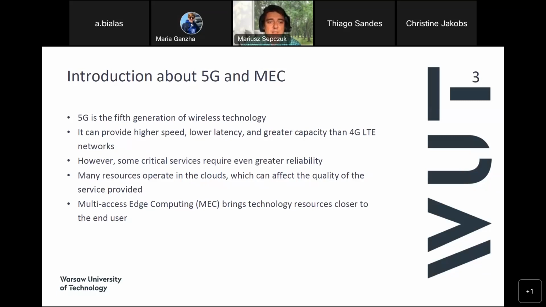MEC is generally an abbreviation of multi-access edge computing, and it brings technology resources closer to the user. So data is processed and stored at the edge of the network, and not at some distant data center. Such an approach reduces latency, which is especially important in some critical services. And what is more important, MEC provides the IT environment and cloud computing capabilities to help enable the real-time enterprise.